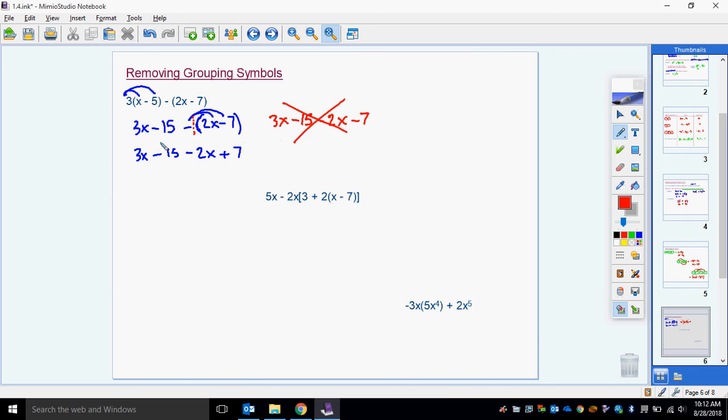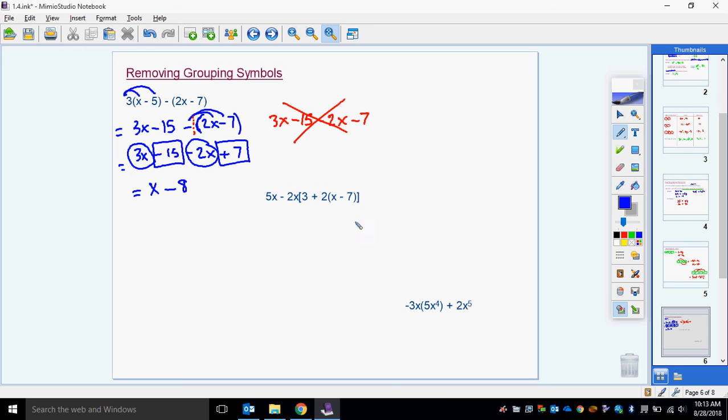Distribute it to both terms, just like you distributed the 3, the x, and the negative 5. So now that we have removed our grouping symbols, we can combine like terms. So I have a 3x and a minus 2x, a negative 15, and a positive 7. The 3 take away 2 is 1x. You can write the 1 or you don't have to. Negative 15 plus 7 is negative 8. So my final answer is x minus 8.